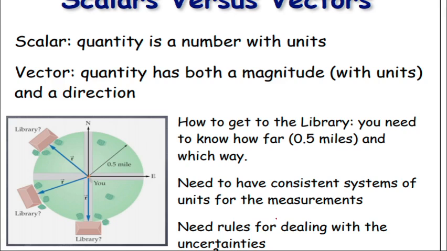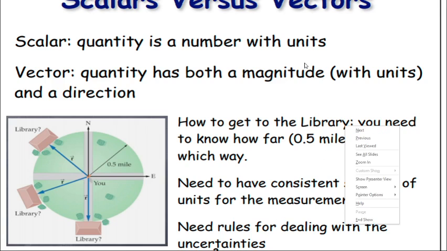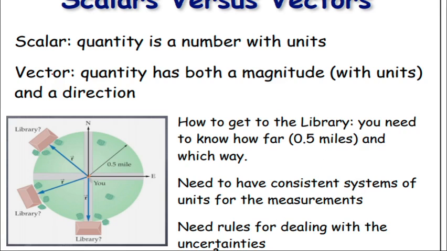So therefore, we need to see the application of vector in real life. We are talking about vector versus scalar. We know that scalar quantity is a number with units. It's a magnitude. Magnitude means number, okay? So we have vector, which has both magnitude and direction.